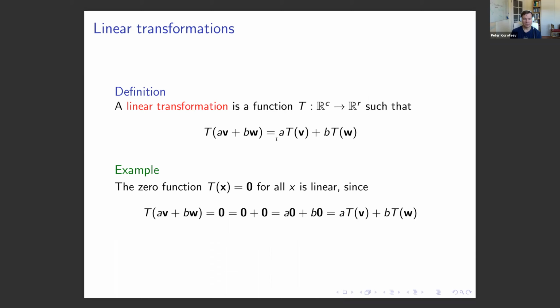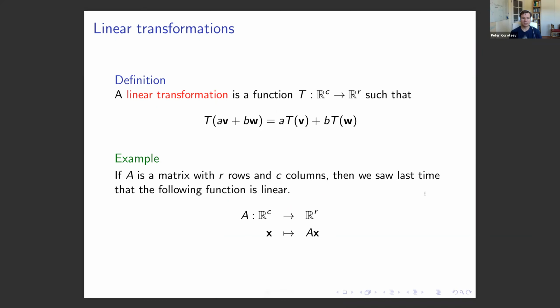Another example: the zero function T(x) = 0 for all x is linear. It's just a function that sends every vector to zero. You can check that the linear property is satisfied: T(av + bw) is equal to zero, and so is aT(v) + bT(w). Another example: if A is a matrix with R rows and C columns, then we saw last time that this function from R^C to R^R is linear.